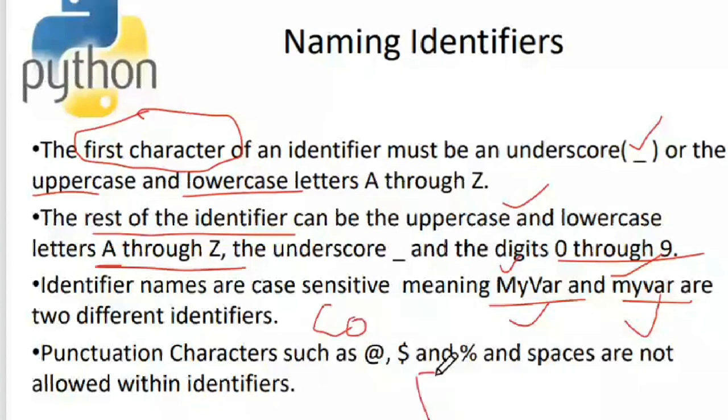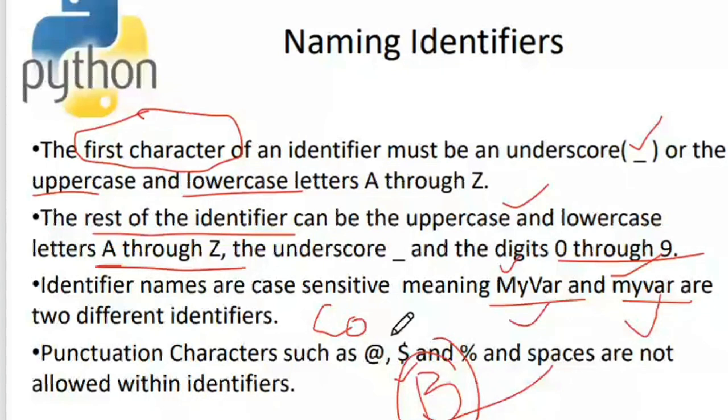So the uppercase letter will indicate that it is the name of the class. But when I start a method inside my program, I will start that method with a lowercase letter. That is an adopted programming convention across programmers, which is not mandatory. And the next one is punctuation characters.